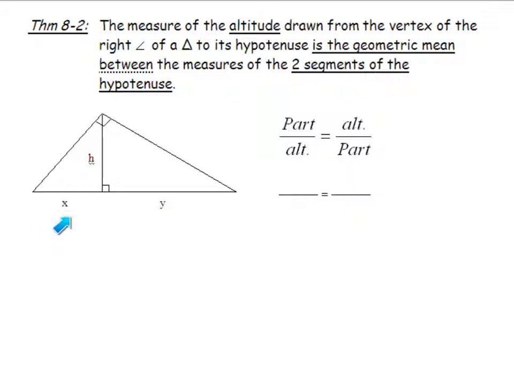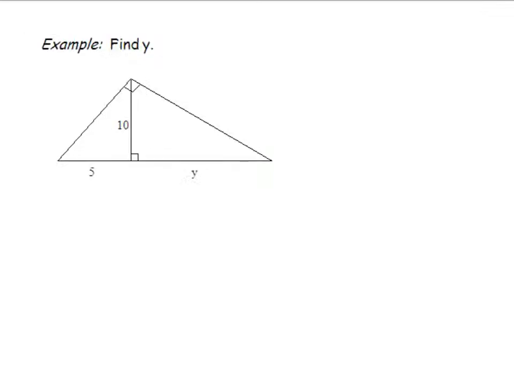So if you take a look at this picture here, to solve, we would take part over altitude, altitude over part. Then all you'd have to do is cross multiply and solve. Let's try some problems. All right, so this first one, do you have the altitude, yes or no? Yes, we sure do. They give us an actual measurement for it. So in this case, we're going to take our part over altitude, altitude over part.